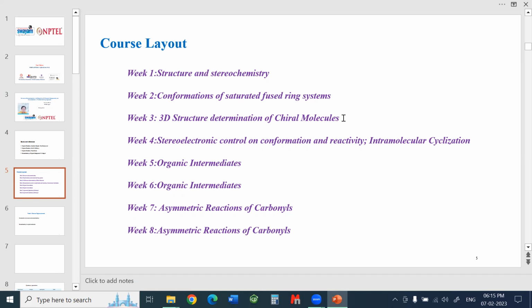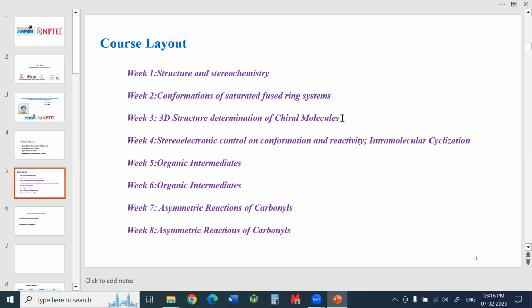In the fourth week, the stereoelectronic control on the conformation and the reactivity of organic molecules, and some intramolecular cyclization reactions will be studied. In the fifth week, mainly in this course we deal with organic intermediates. With the progress of the reaction, we can see different intermediates, like carbon intermediates, nitrogen intermediates, cations, anions. This kind of intermediate will be studied in the fifth and the sixth week.